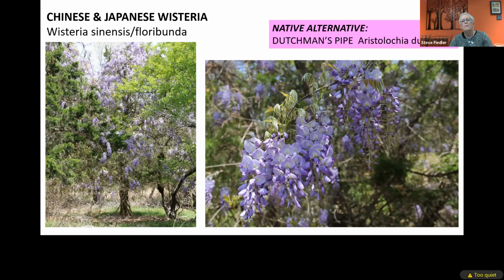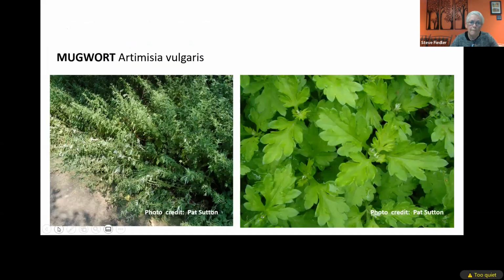An alternative is Dutchman's pipe, and Dutchman's pipe is a host plant for the pipevine swallowtail. It's a really easy vine to grow, and the species that's up on the screen is one that I've grown for 25 years and have not had any problems with it escaping or invading other parts of my yard.